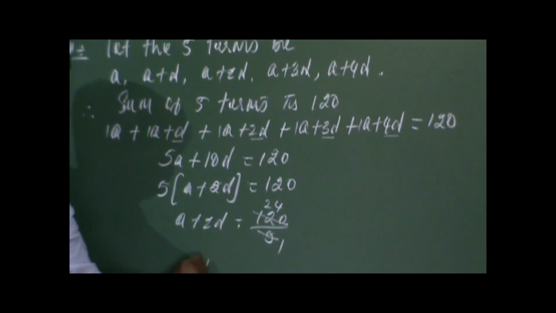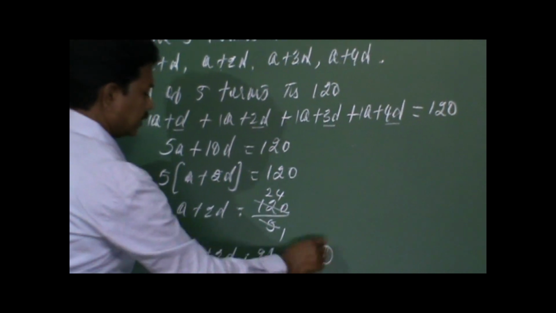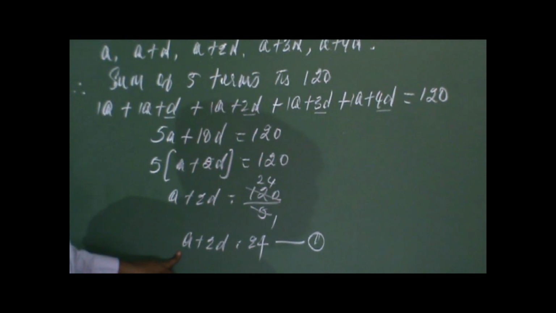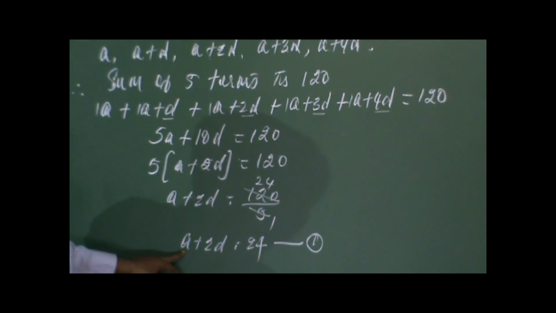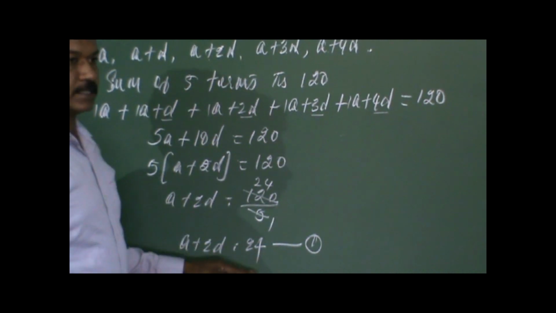So A plus 2D is equal to 24. Take it as equation 1. It is an expression in two variables, a linear equation in two variables. So take it as equation 1. Let us take a stand by here.